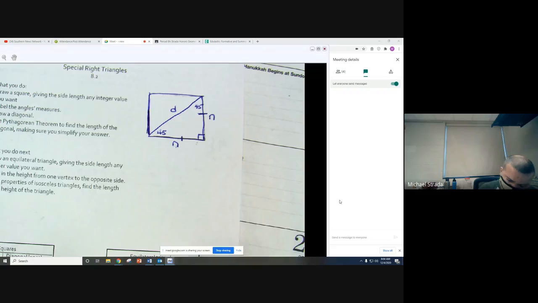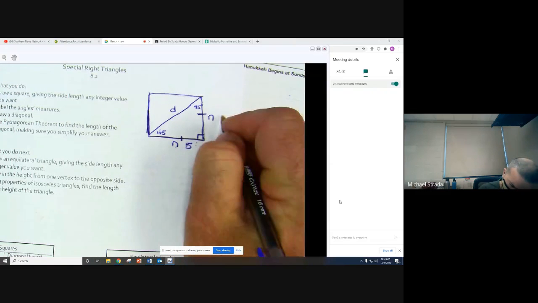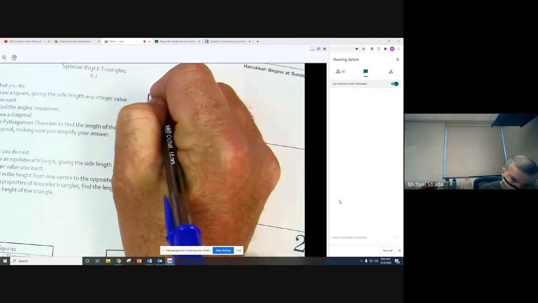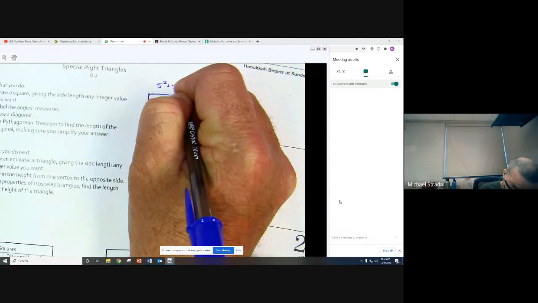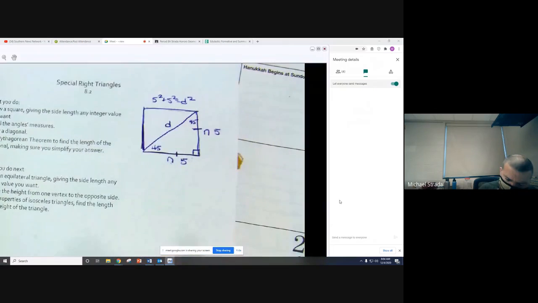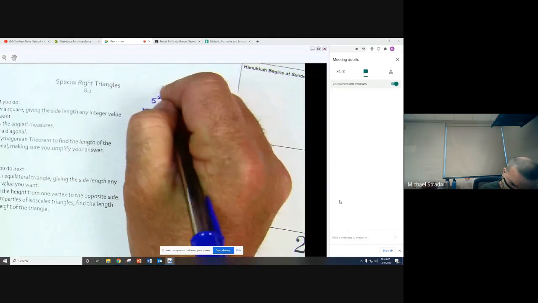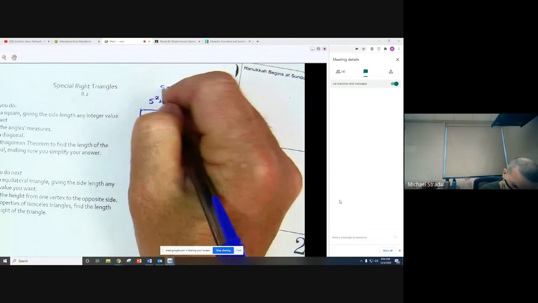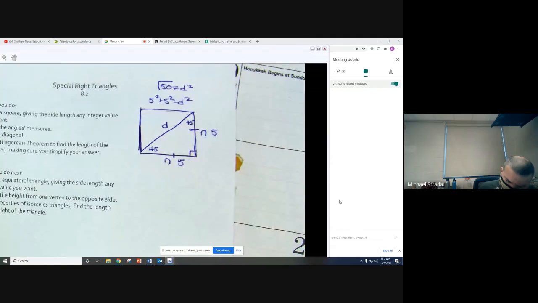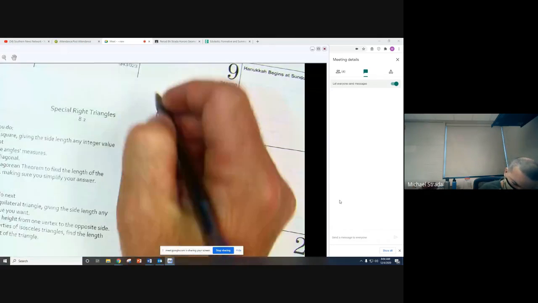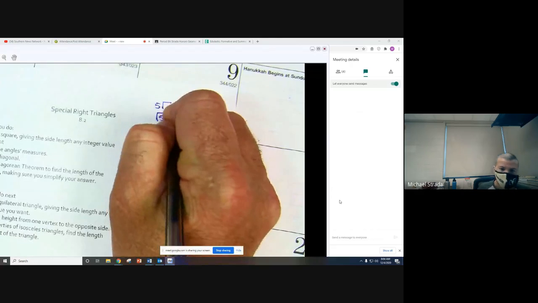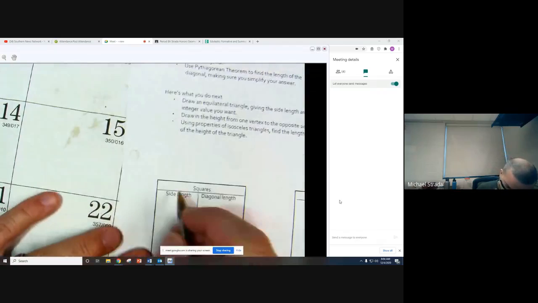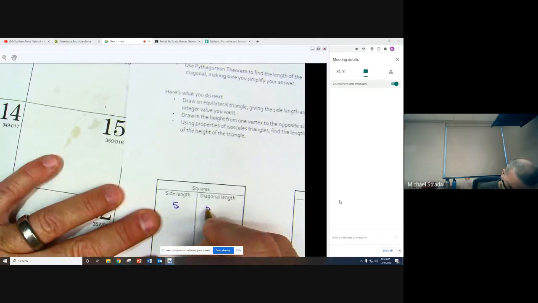All right, so let's say we picked 5, and you picked another number, it's 5. By using Pythagorean theorem, 5 squared plus 5 squared would equal d squared. 5 squared is 25, 25 plus 25 is 50. D would then be the square root of that. Since 25 goes into 50, I would pull out a 5. I'd be left with a 2. So basically, if I picked 5, the diagonal length would be 5 root 2.